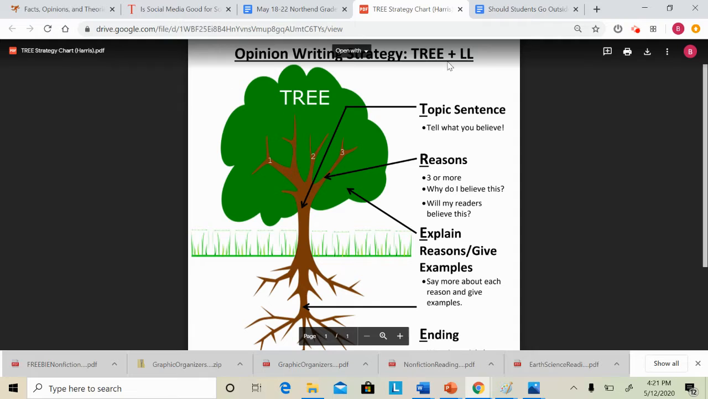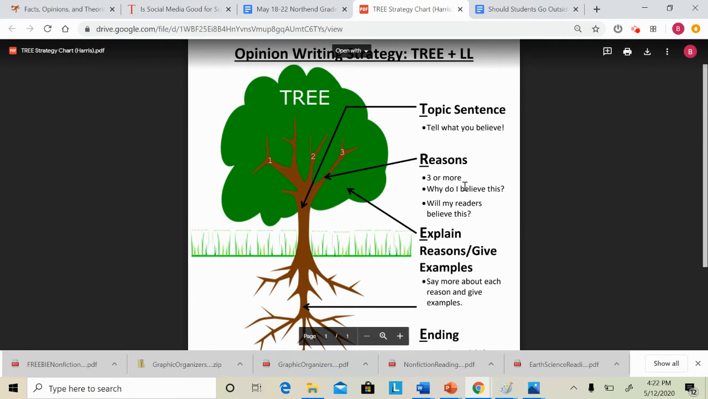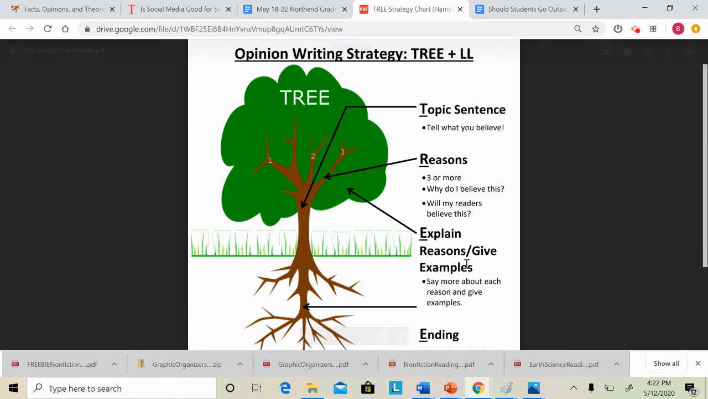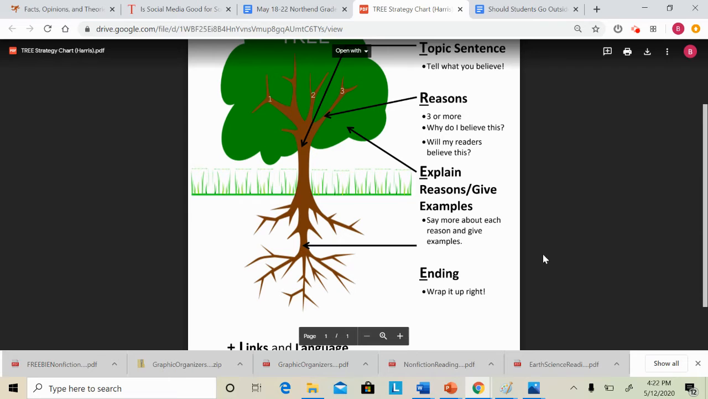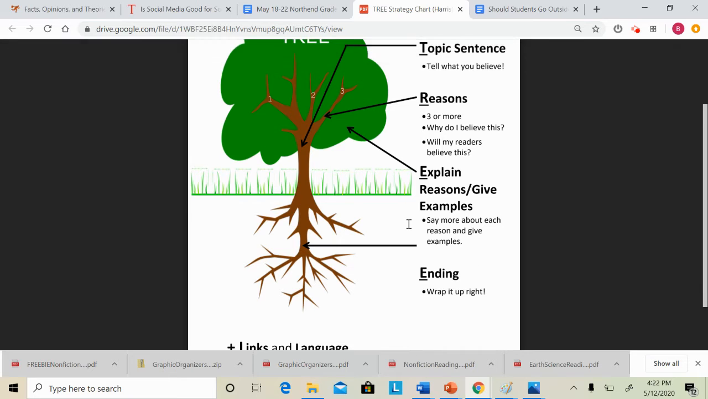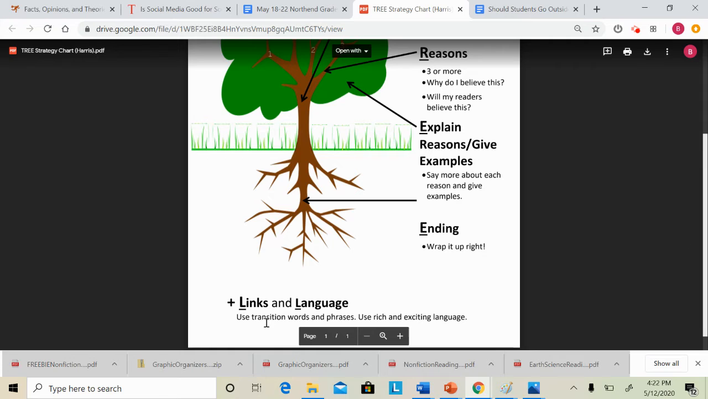So if we remember, when we are writing an opinion essay, we want to include certain things. We want a topic sentence that tells the reader what we believe. We want 3 or more reasons that support why we believe what we believe. We want examples that support our reasons and say more about them. We want an ending that wraps up our reader and reminds the reader of our main point. We want to include linking words and rich language.